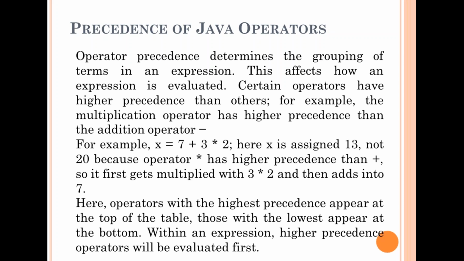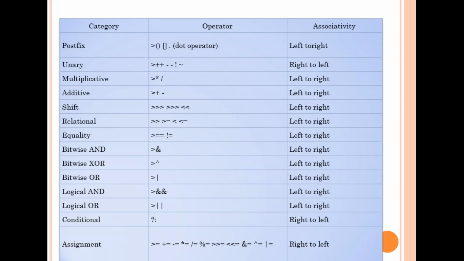Here operators with the highest precedence appear at the top of the table, those with the lowest appear at the bottom. Within an expression, higher precedence operators will be evaluated first. Postfix, unary, multiplicative, additive, shift, relational, equality, bitwise AND, bitwise XOR, bitwise OR, logical AND, logical OR, conditional and assignment.